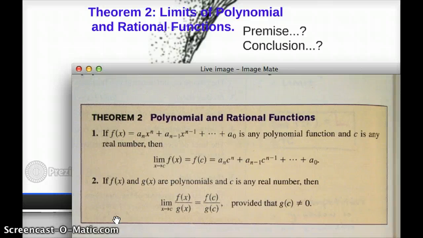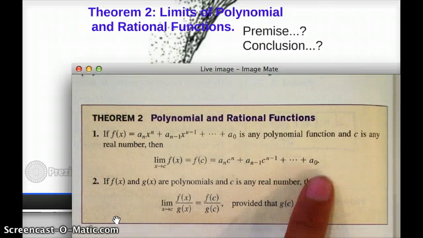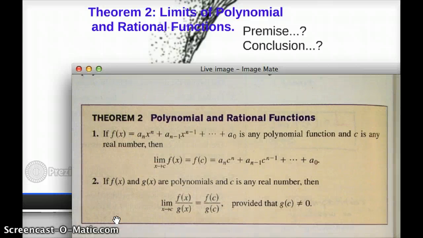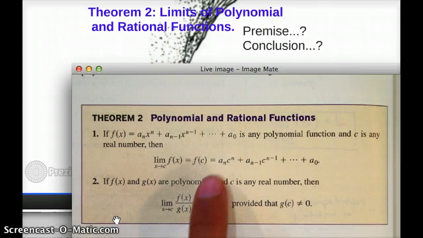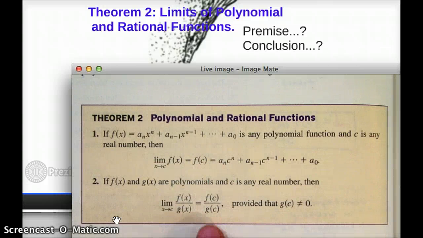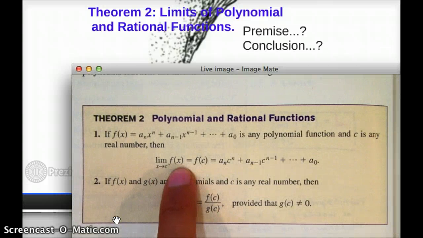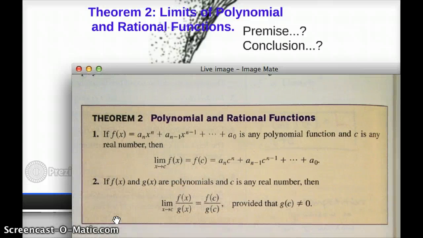Basically, Theorem 2 is saying what you may have already realized, which is you don't really need to break up each limit into a bunch of other limits. As long as you're working with a polynomial or a rational function, as in something that has exponents or maybe variables on the bottom, but not including square roots or natural logs. As long as we're doing polynomials or rationals, all you have to do to find the limit is really just plug c into the rule for f. Let's take a look at the examples.